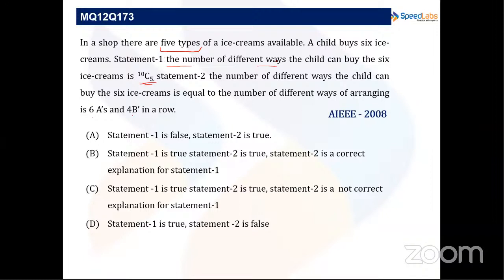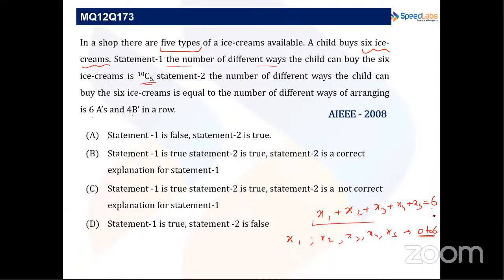Okay, so how we are going to solve it is, there are 5 types of ice creams and a child buys total of 6 ice creams. So we can see that, let's say x1 represents the number of ice creams he is buying for type 1, x2 represents the number for type 2, x3 for type 3, x4 for type 4, and x5 represents the number for type 5 ice cream. And this sum should be equal to 6, and the values of x1, x2, x3, x4, x5 can range anywhere from 0 to 6.